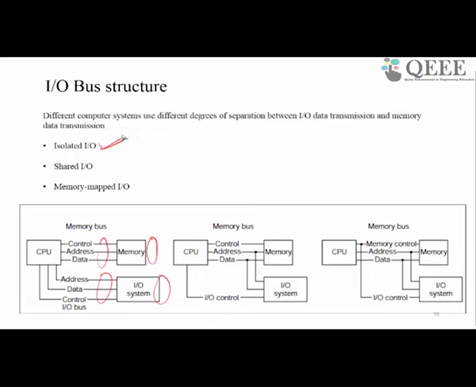In another, the address and data buses are shared by the memory as well as the IO system, whereas the control signals are different. You have separate memory read and memory write signals, and separate IO read and IO write signals, and so on. So the control signals are separate. This is called shared IO. Then you have memory mapped IO, where there is no distinction between the memory and the IO devices. Both of them share the same set of address, data as well as control signals.